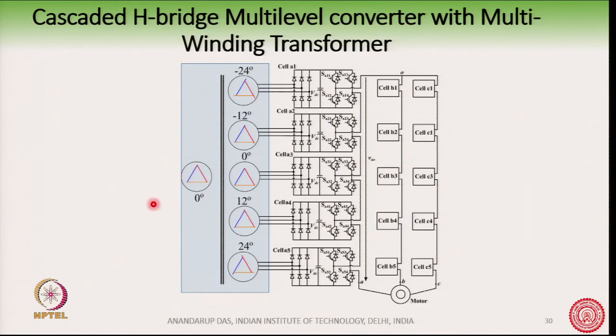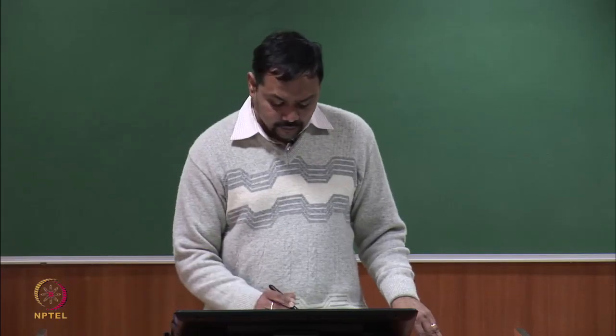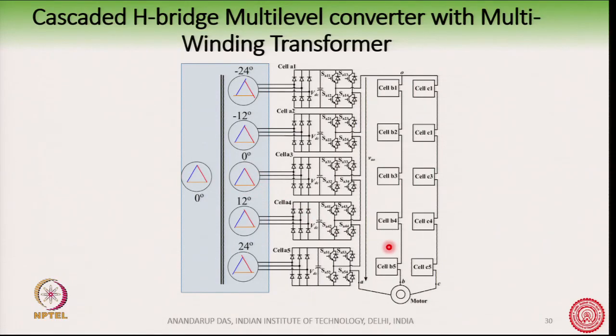One advantage of having an extended delta is that if there is any unbalance, that unbalanced current can flow inside the delta. The third harmonic, or triplen, the zero sequence current can flow inside the delta winding. Here you can see there are 5 windings: 0 degree, minus 12 degree, minus 24, 12 and 24. So, this is one of the possibilities of making the connection of a cascaded H-bridge.